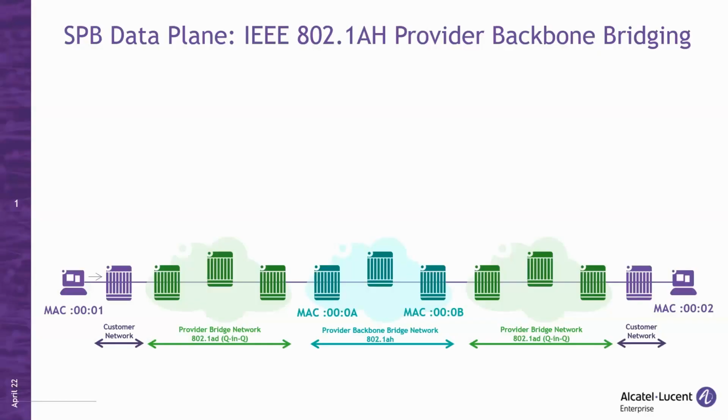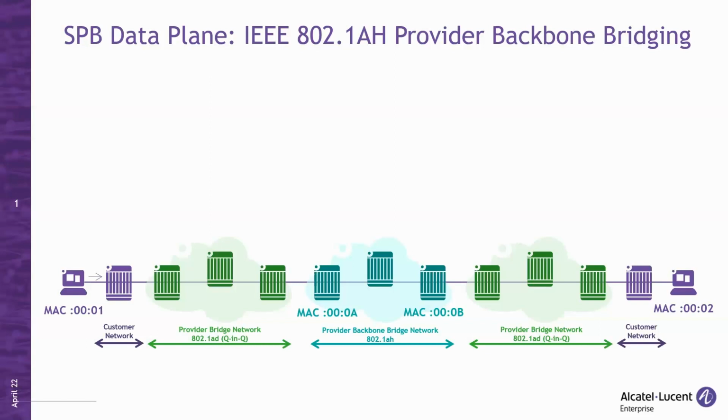The SPB data plane uses IEEE 802.1ah Provider Backbone Bridging, PBB, also known as MAC-in-MAC encapsulation. When entering the SPB domain, the PBB header is wrapped around the incoming frame, which can be untagged, single-tagged, or double-tagged. And as I was saying in the introduction, SPB is compatible with previous standards such as 802.1Q and Q-in-Q, also known as provider bridging.